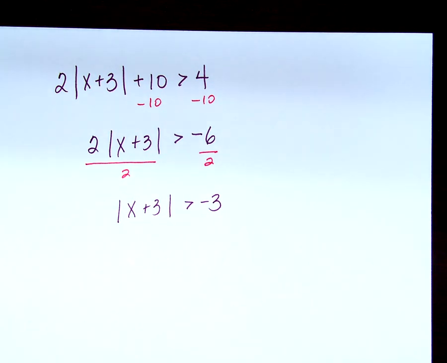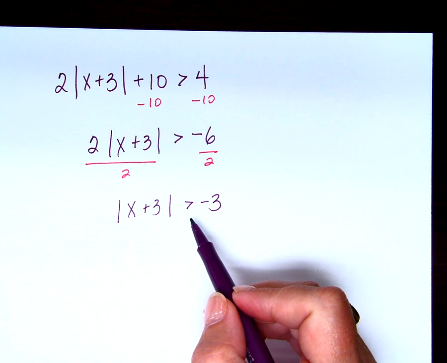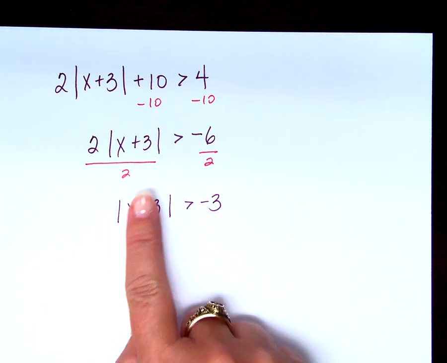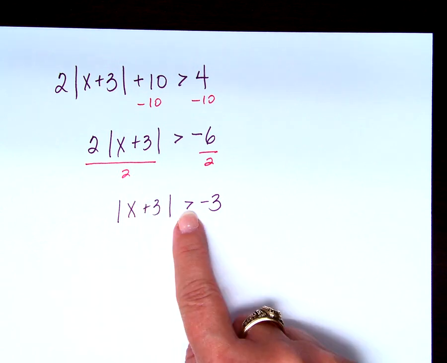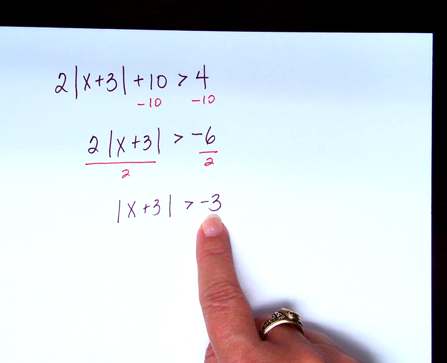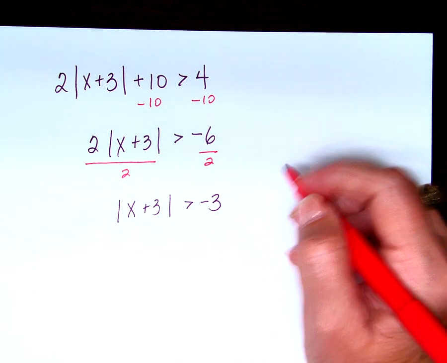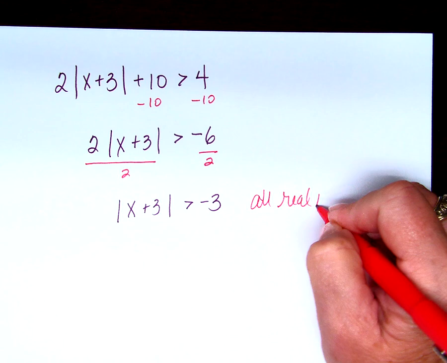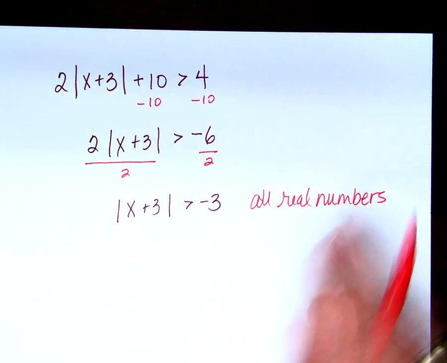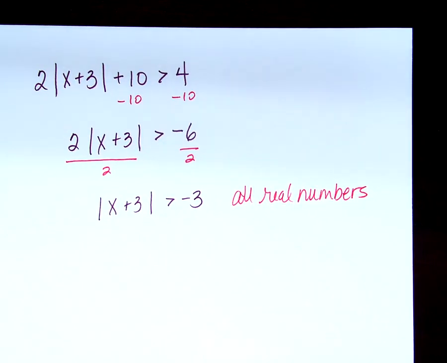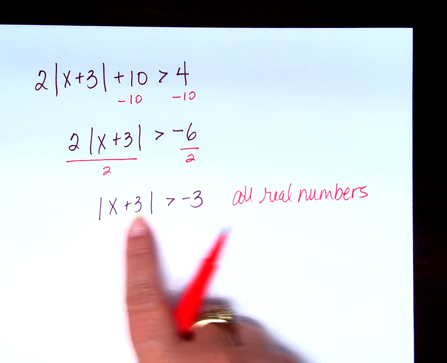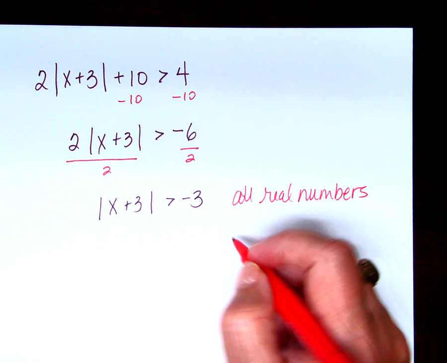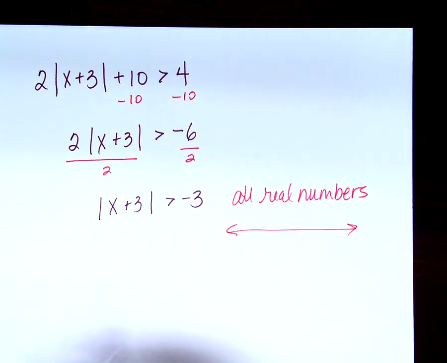So absolute value can't ever equal a negative, but this is an inequality, so we have to think about it. When I take an absolute value, I'm always going to get what kind of number? A positive. When is a positive number going to be greater than a negative number? Always. It does not matter what I put in for x. I can put anything for x and it will always make this statement true. And my number line looks like this.